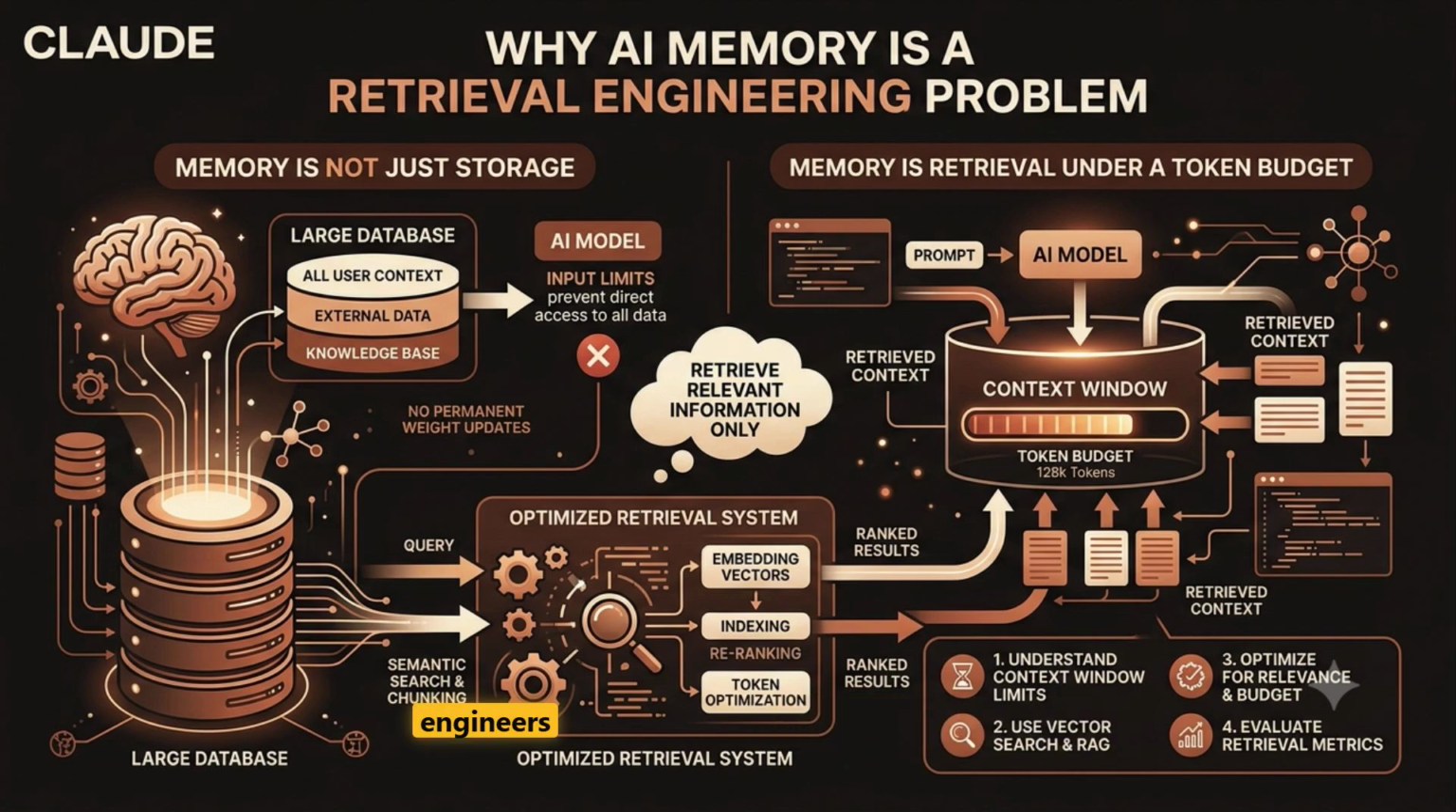Most engineers miss this crucial optimization. The retrieval engine's job is not to deliver more data, but rather to deliver the most relevant ranked results. Only by retrieving relevant information can you respect the context window limits shown bottom right. Utilize vector search, optimize for relevance within budget, and evaluate precise metrics.